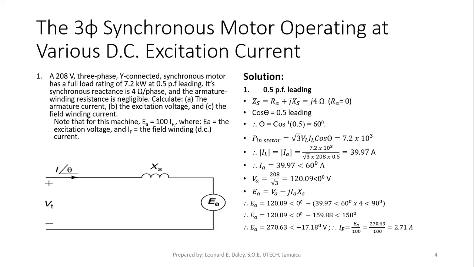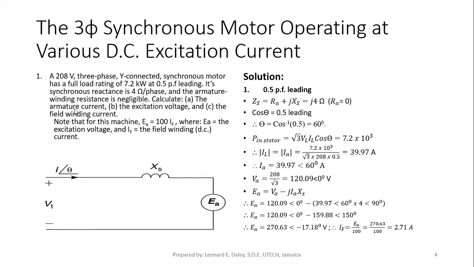All right, so as usual, the calculations are fairly straightforward. We have been through some of them already. So this is your per phase equivalent circuit for this three-phase Y-connected synchronous motor. And so the impedance is basically the reactance, and that's equal to j4. And at 0.5 power factor leading, the angle is 60 degrees.